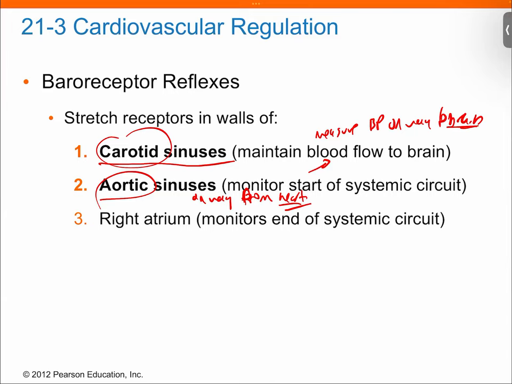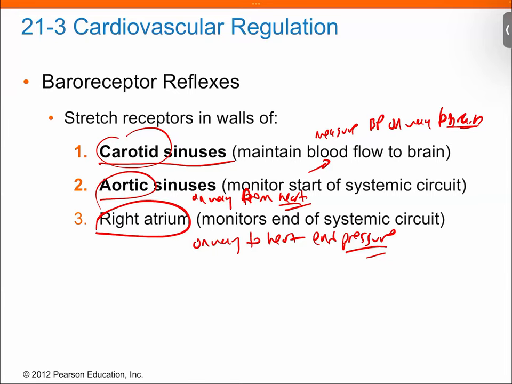So that's always the important connection to make. These guys are all relaying that information back to your cardiovascular centers. And then the really handy one, which is the right atrium, this is the one where it's measuring on the way to the heart. So this is your end pressure. So now that the blood has gone all the way through the systemic circuit, it's gone through some capillaries, it's been returned by the venous system, and right before it goes into the atrium, or as it goes into the atrium, we're going to measure the pressure coming in.